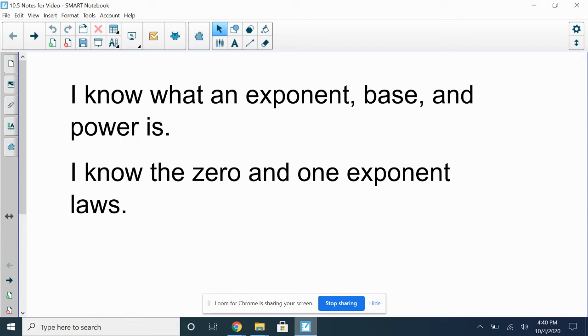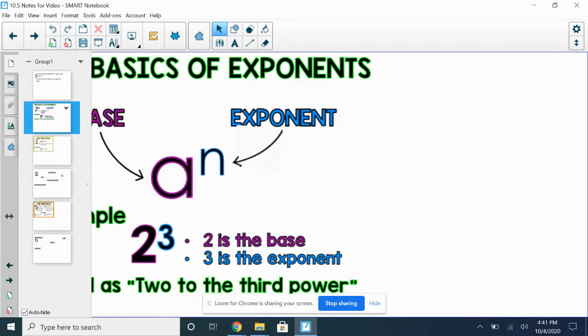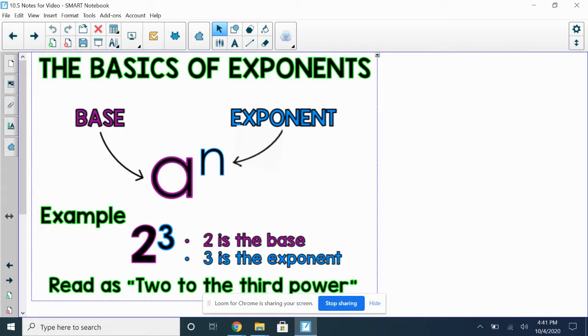All right, so today I'm going to go ahead and get started. Today our learning objective is that you know what an exponent, a base, and a power is, and that should not be new. I'm just going to re-show us what those are, and today we're going to start looking at our laws of exponents, and we're going to go through our 0 exponent law and our 1 exponent law and what those mean. So first, let's go over the basics of our exponent.